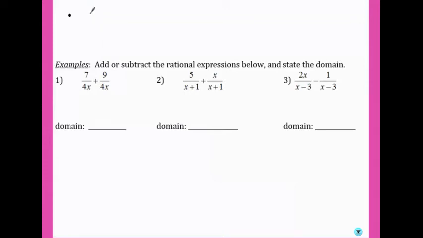Alright, today we're going to be learning about how to add and subtract rational expressions and how to simplify complex fractions. To add or subtract rational expressions, you're going to first factor to find a common denominator.